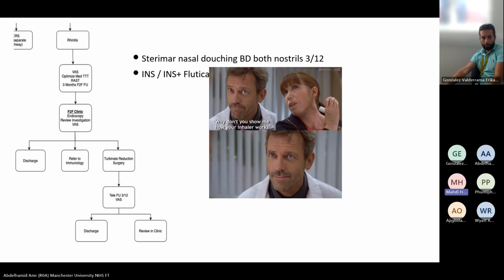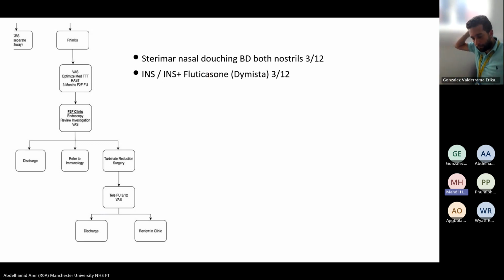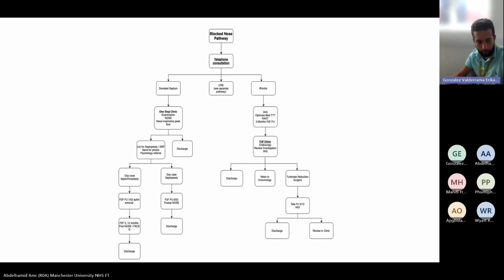Amr, can I ask please? Yes, Tyson. Sorry, I'm in the middle of a clinic, but I'm trying to catch up. Did you mention anything about polyps, or is this pathway only for turbinates? So this is, yes, I'll go back to the full pathway. This is on the blocked nose pathway. There is a different pathway for patients coming in with symptoms and history of chronic rhinosinusitis. So I'll get back to the start of the pathway.